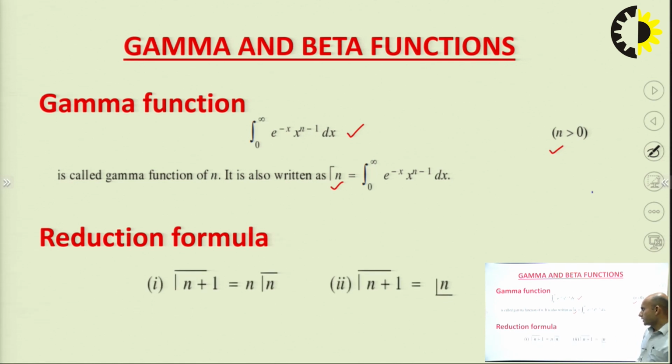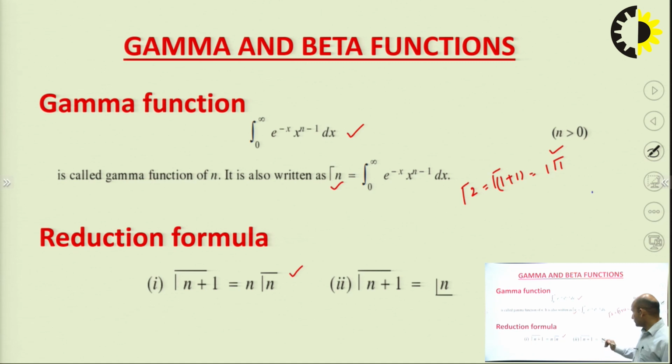And we have some reduction formulas for the gamma function. The first one is gamma n plus 1 equals n gamma n. Suppose we have to find gamma of 2, which can be written as gamma of 1 plus 1, and that will be 1 times gamma 1, with the help of this reduction formula. And here n may be any positive number, an integer or a fraction.